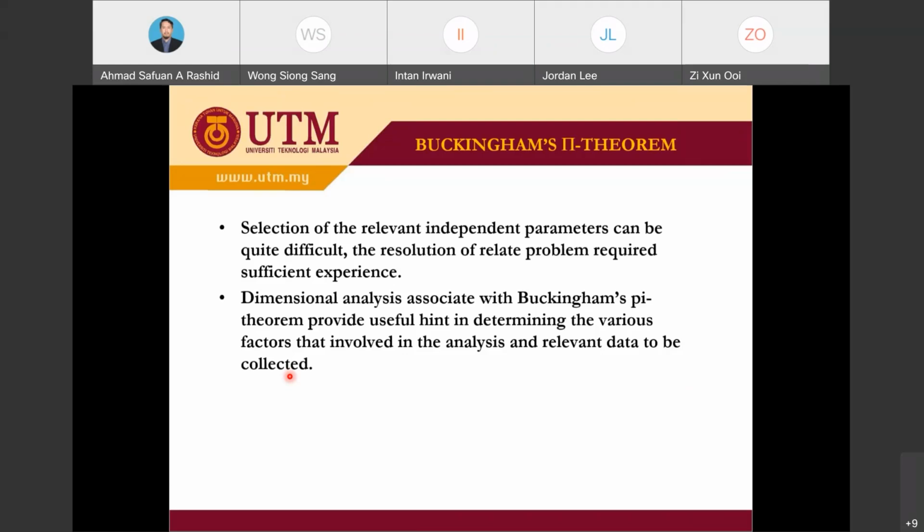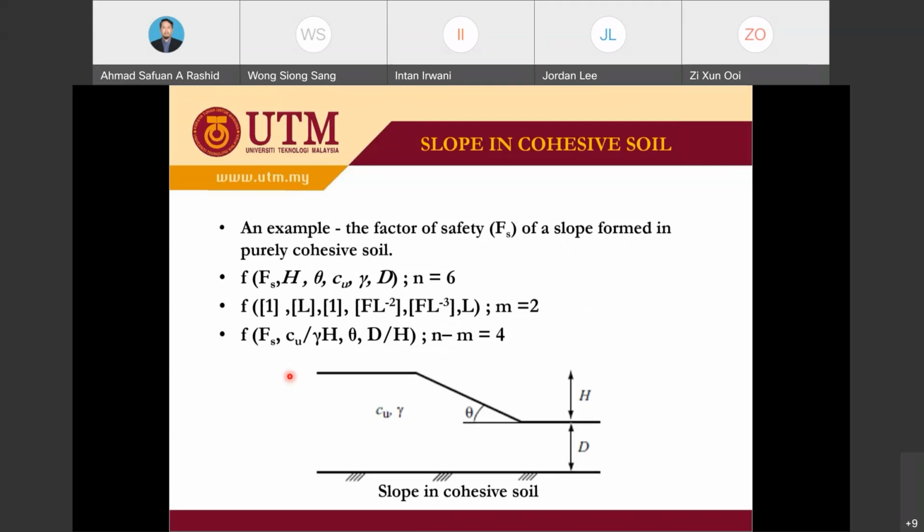Okay. So dimensional analysis with Buckingham Phi Theorem provides useful hints in determining the various factors involved in the analysis and the relevant data to be collected. Okay. So we look at some examples. So I guess from this example, you can better understand these Buckingham Phi theorems.